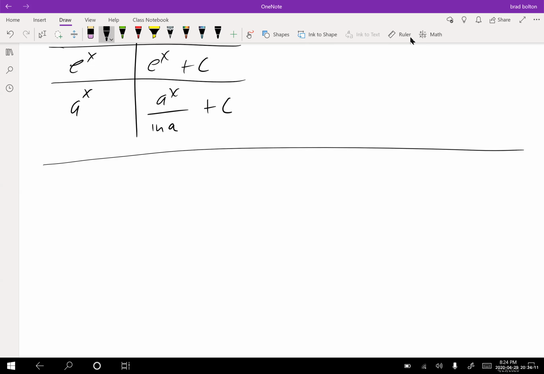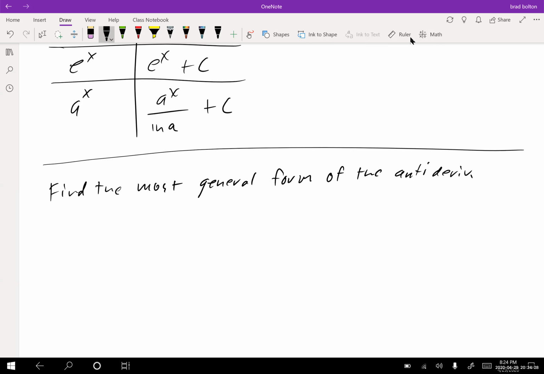So find the most general form of the antiderivative of f of x equals 1 over 2 cube roots of x to the 5th plus e to the x. Well, let's say, you know what, let's say 12e to the x, okay? So we want to find the antiderivative, the general form of the antiderivative.